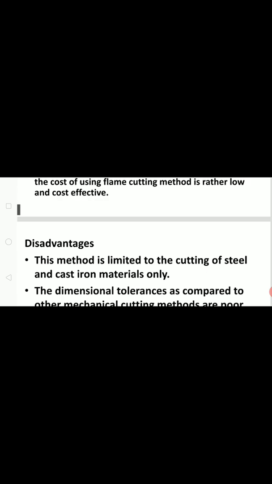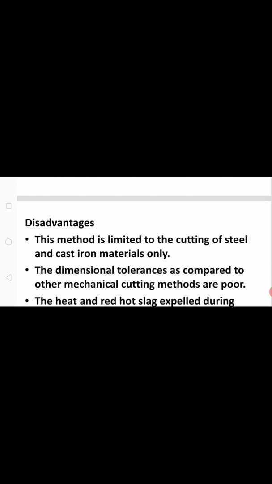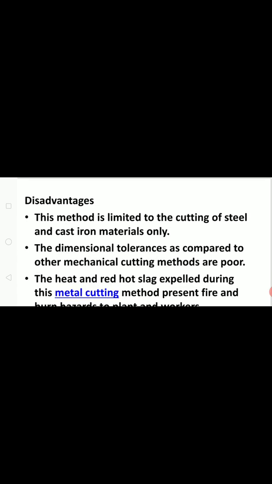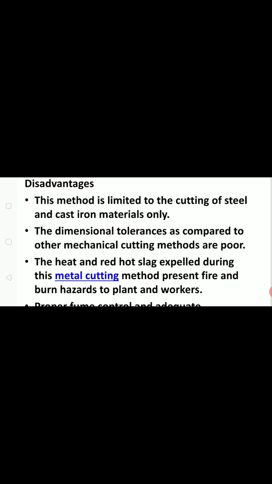Coming to the disadvantages, this method is limited to the cutting of steel and cast iron materials only. The dimensional tolerances are very poor as compared to other mechanical cutting methods. The heat and red hot slag expelled during this metal cutting method present fire and burn hazards to plant and workers.